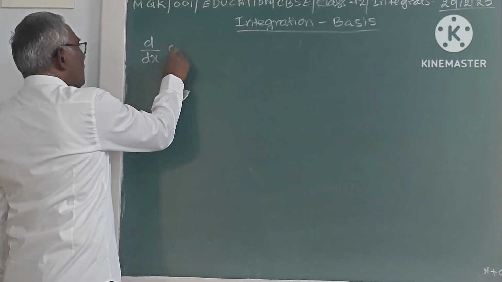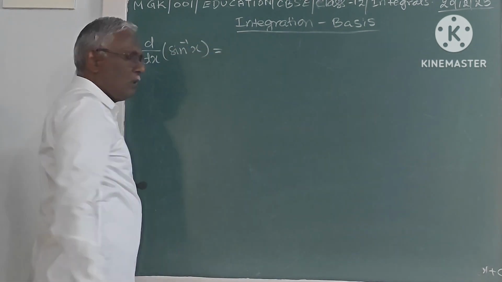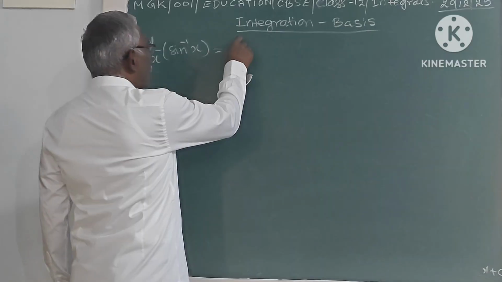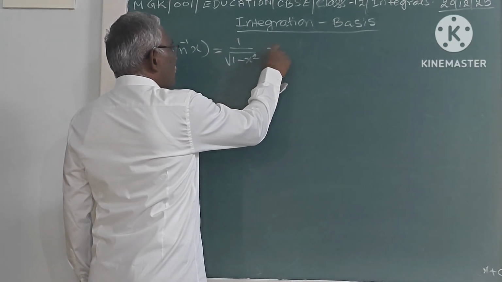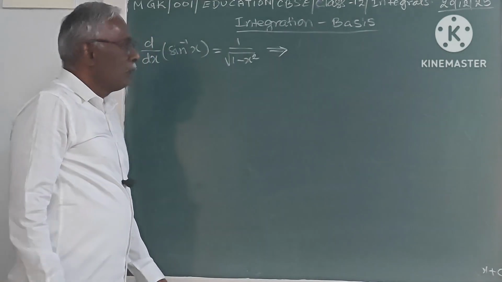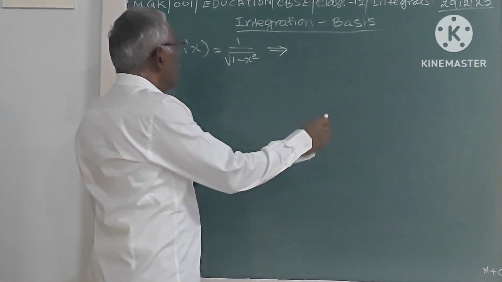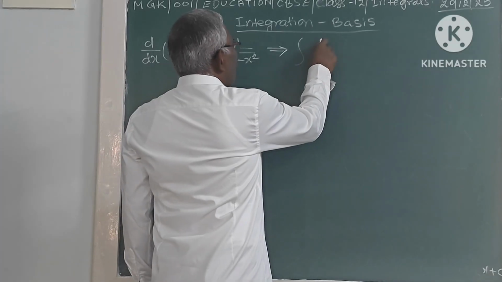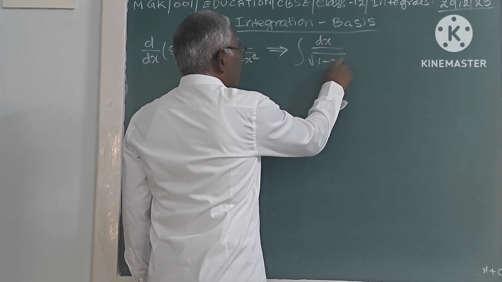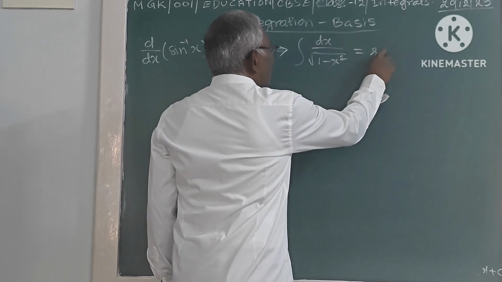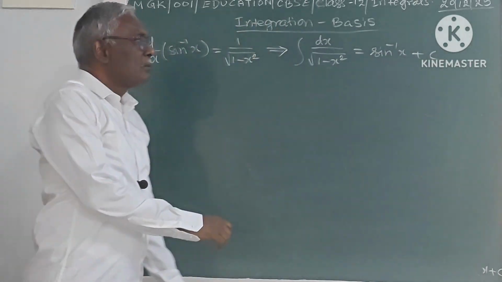We know differentiation of sine inverse x is nothing but 1 over square root of 1 minus x square. That means if we integrate this, we will be getting sine inverse x. That is, integral of dx by square root of 1 minus x square is nothing but sine inverse x plus constant.